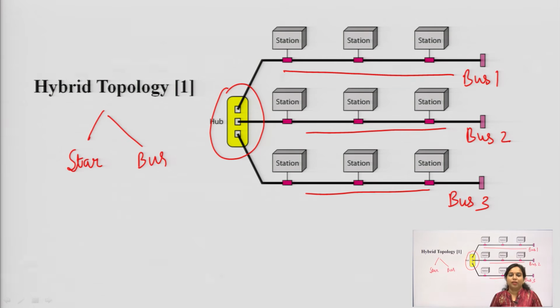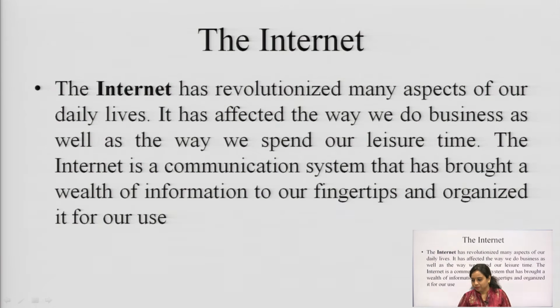It is not only that star topology and bus topology together make a hybrid topology. You can connect mesh and bus together, or star and mesh together. So, depending on the application, 2 topologies can be connected together.